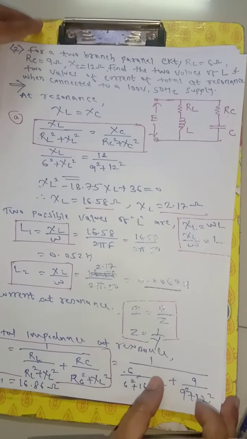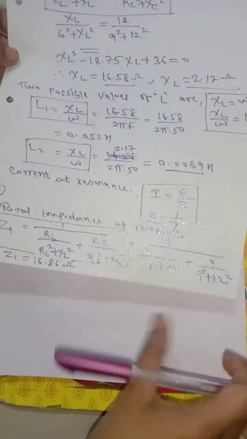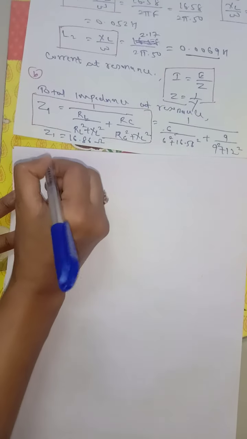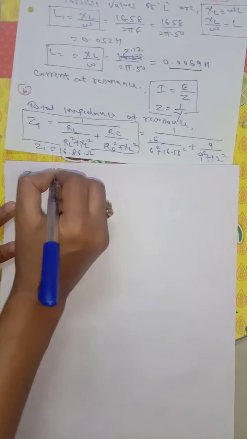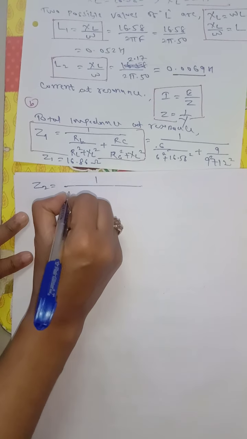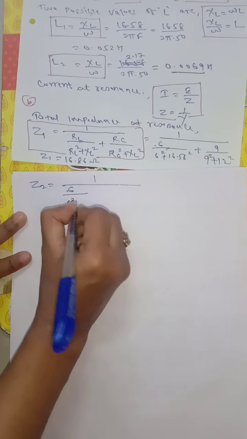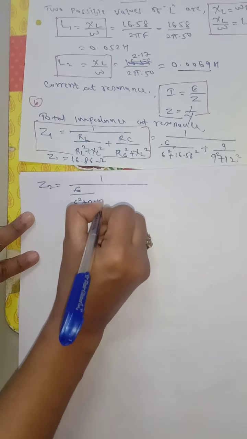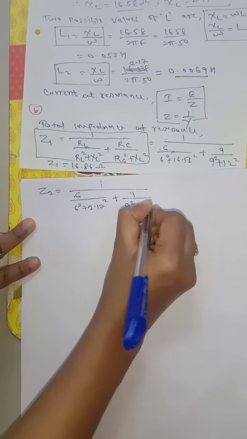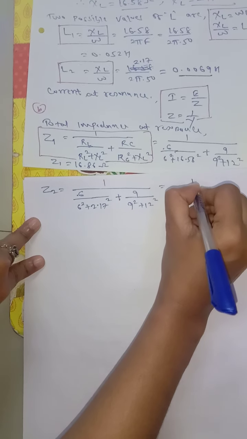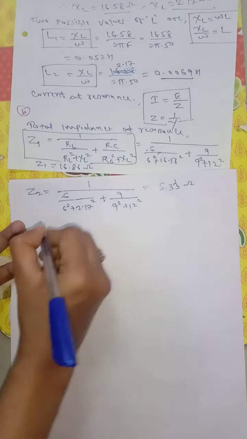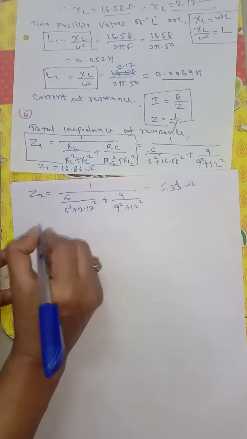And now the second impedance we can calculate as Z2, or in many of the textbooks, the dynamic impedance. So 1 divided by again 6 divided by 6 square plus, for the other XL, 2.17 whole square, plus 9 divided by 9 square plus 12 square, because we are getting two values of XL. So directly with the help of the calculator I am getting the answer 5.33 ohm as my Z2.